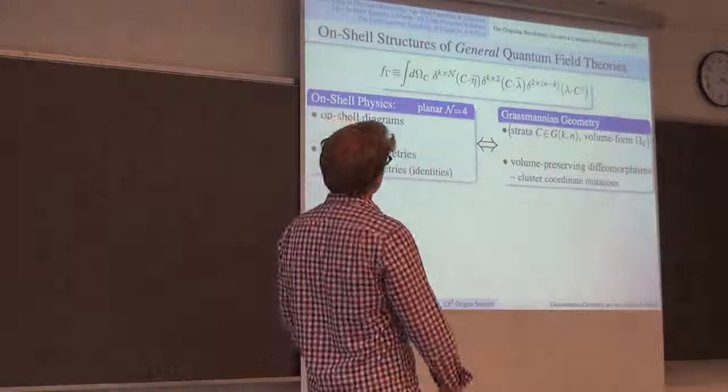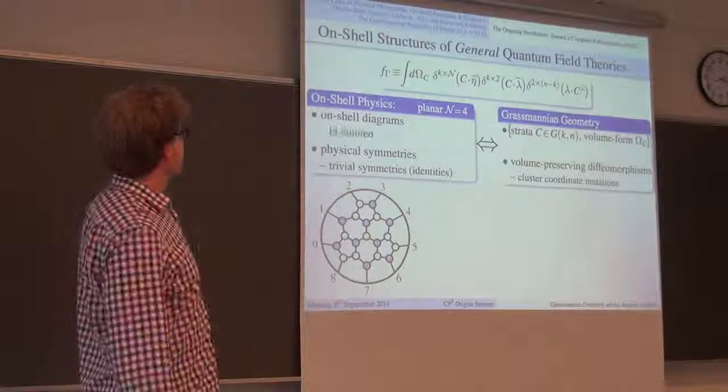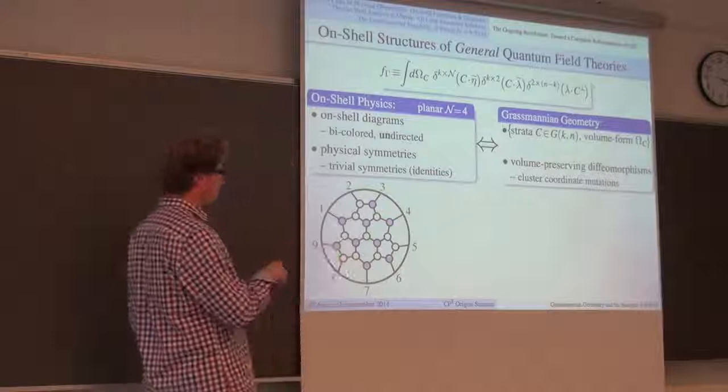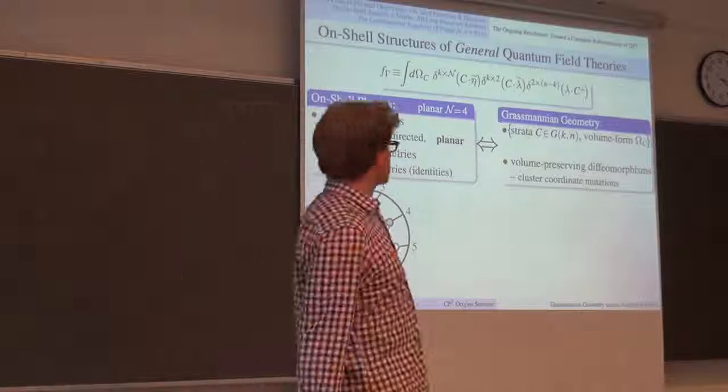So let's look at some examples. In planar N equals 4, the on-shell diagrams look like this. Of course, they're graphs with two colors, they're planar, and they have no directed edges. So it's just straight lines, very simple. Okay? And the space of submanifolds that these things are associated with is a very special space. It's called the positroid variety.